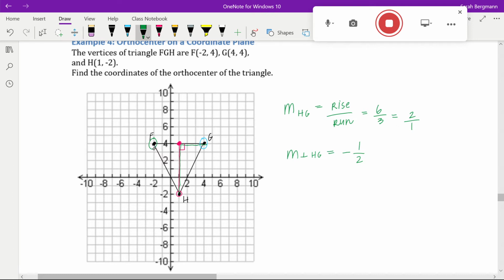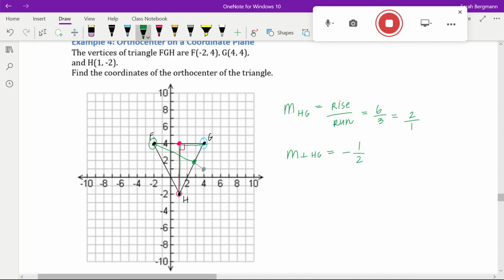Now starting at point F, I know that I need to go down 1 over 2. Down 1 over 2. Down 1 over 2. And connect these points. Now the altitude is not actually going to go outside of the triangle. It's going to stop here on the triangle. So you can go ahead and make this a dotted line if you want, or erase it, or make it a different color maybe.